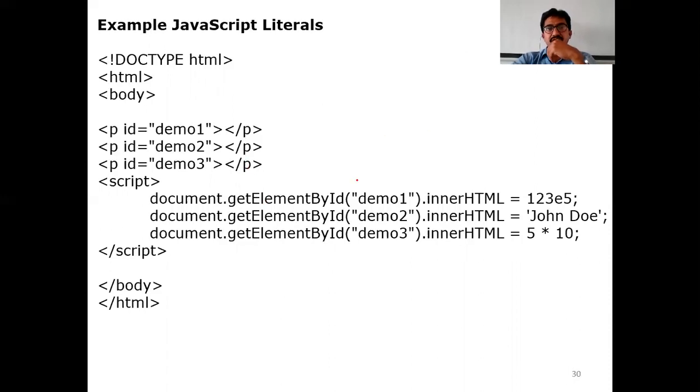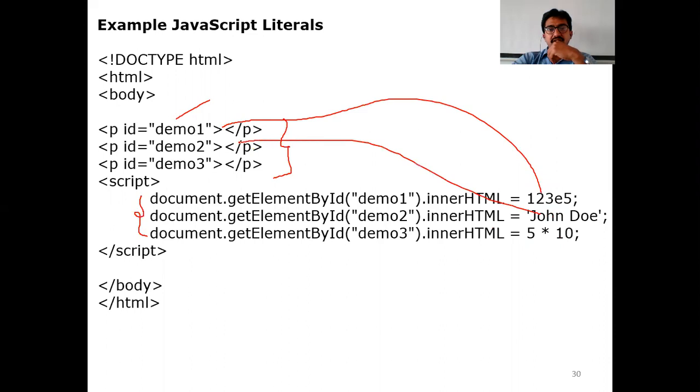Now, let's see one example of how we use literals. In the body, I am using three different paragraphs: one is demo1 ID, another is demo2, another is demo3. For all three, I'm writing a script to display an integer literal, a string literal, and an expression literal. In demo 1, it will display 1, 2, 3, E5. John Doe in demo 2, and 5 into 10, that is 50, will be displayed at this position. So like this, the outputs will display.